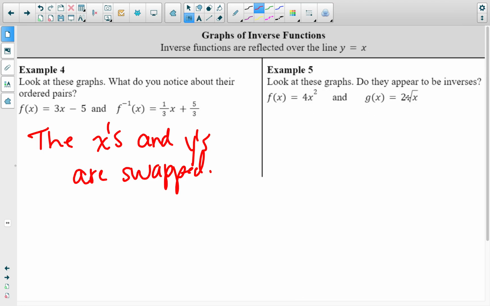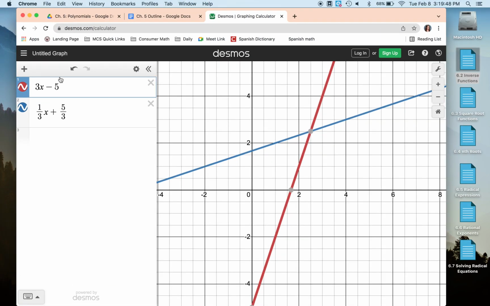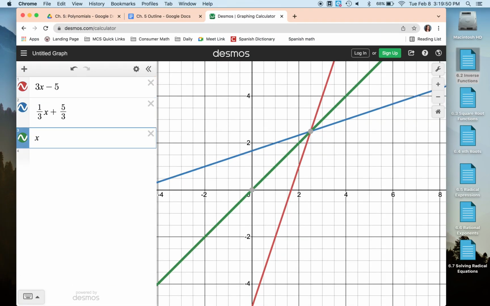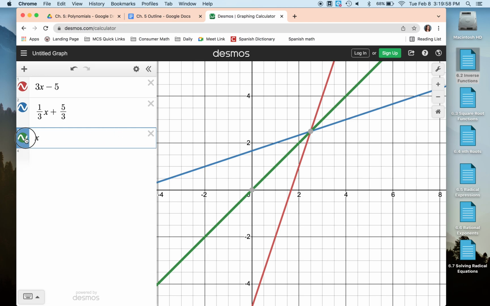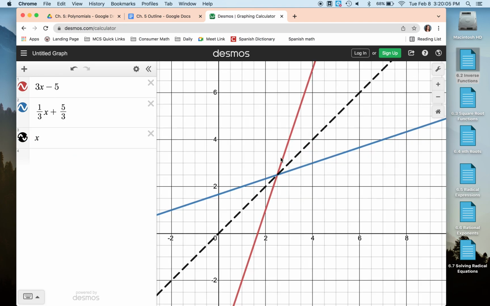Okay, so now let's look at these graphs. Do they appear to be inverses? Something else I want you to notice about this graph real quick. This is a fact of math. All right, inverse functions are reflected over the line y equals x. So let me see if I can change this color real quick. Let's see, change it to black, maybe make it dotted. All right, so if you can picture this red line, if it were reflected over this dotted line, it's going to give us its inverse.